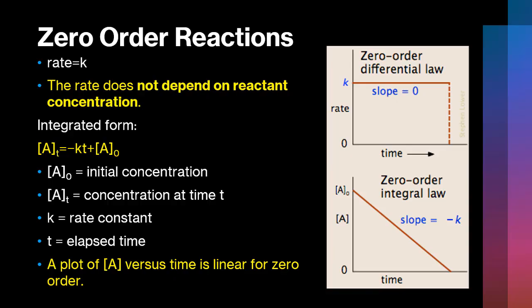Now look at the form of this equation. It should look similar to y equals mx plus b. So when we plot the concentration of A on the y-axis and time on the x-axis, we should get a straight line with a slope of negative k if the reaction is zero order. So again, for a zero order reaction, a plot of concentration versus time is linear, and that slope is the equivalent of negative k, or the rate constant.